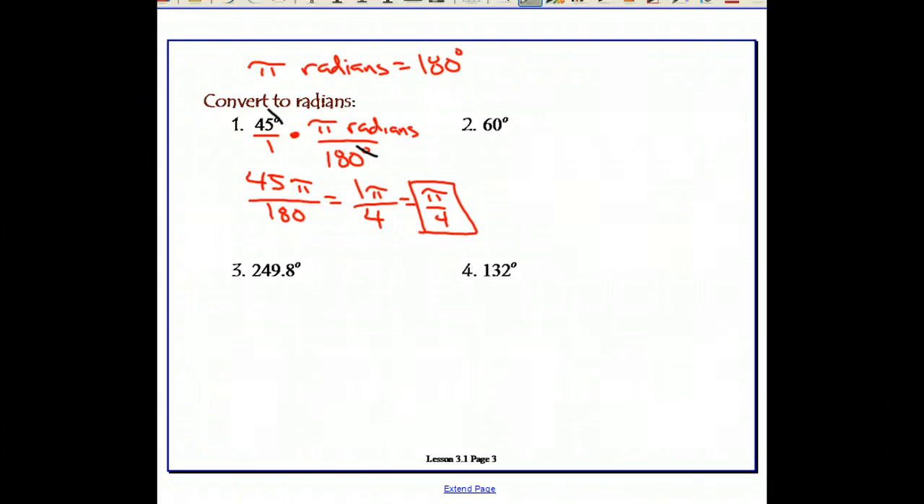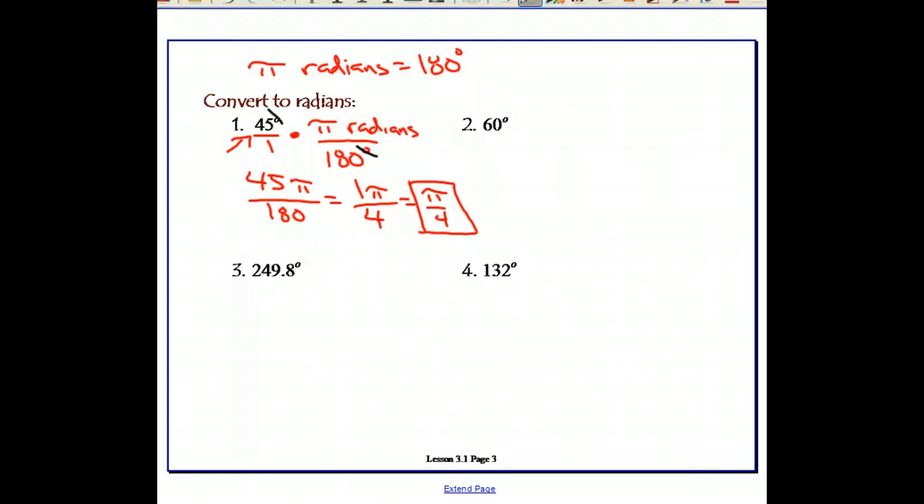And again, keeping in mind, pi is a little bit bigger than 3. We get about 3/4 of a radian. And with your intuition, you say, oh, that kind of makes sense. 45 degrees is about 3/4 of 1 radian. So 45 degrees is pi fourths radians.